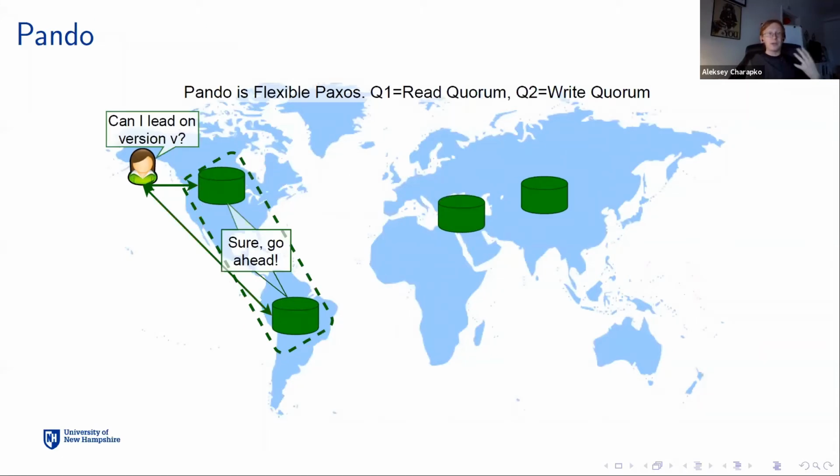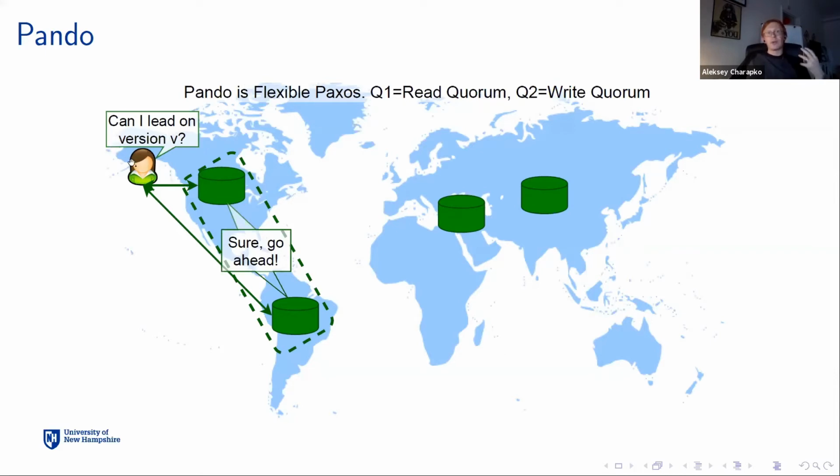So what is Pando in a nutshell? At least, the way I see it, my understanding of the system is that it's a flexible Paxos. Flexible Paxos with a few really interesting twists and additions to it. So just like a regular flexible Paxos or regular Paxos, it's a two-step, two-phase protocol.